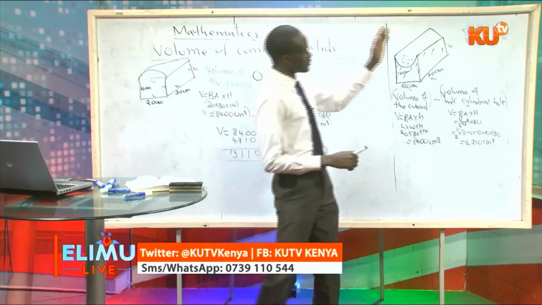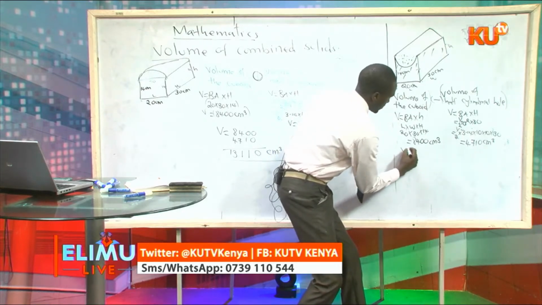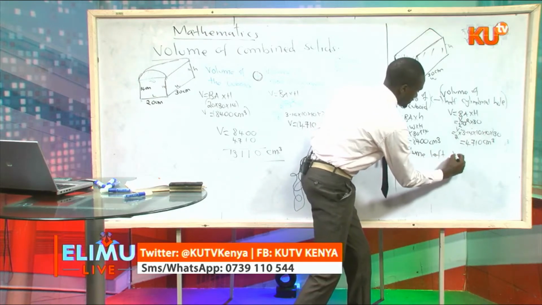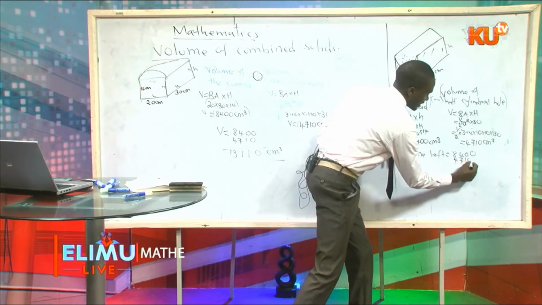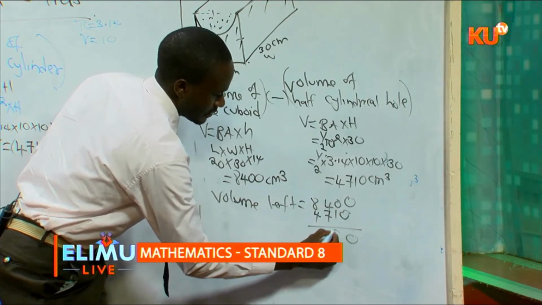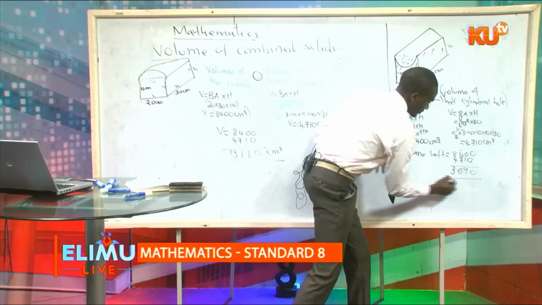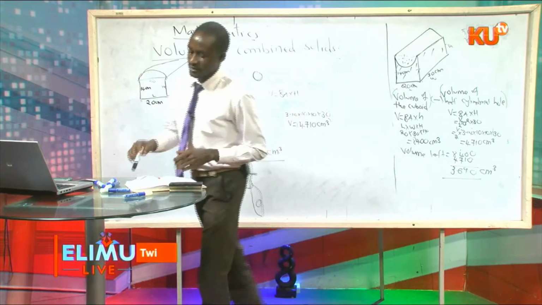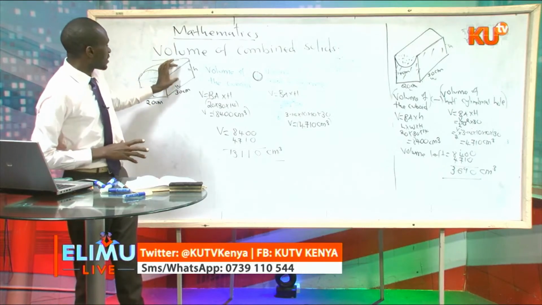Here we added, what about this one? We take away. So, volume left is 8,400, take away 4,710. That will give us 3, now, cubic centimeter.